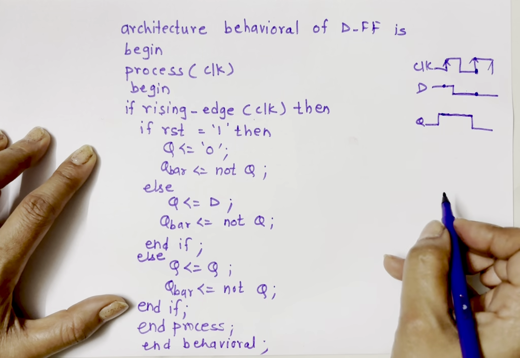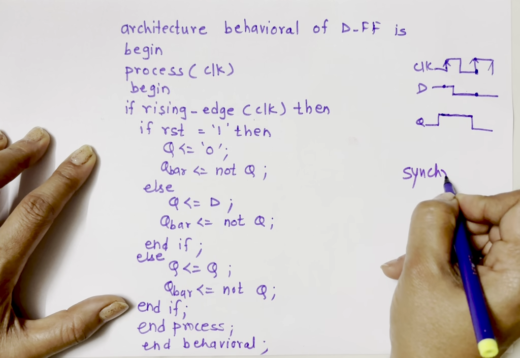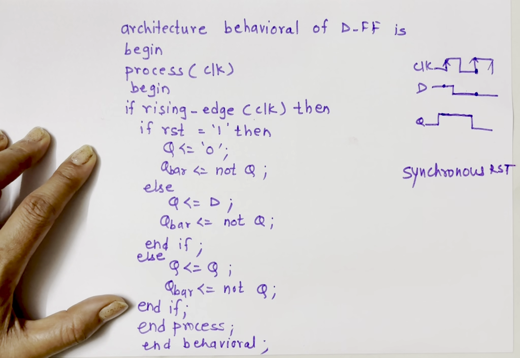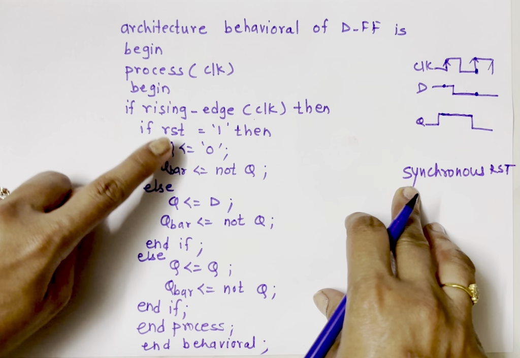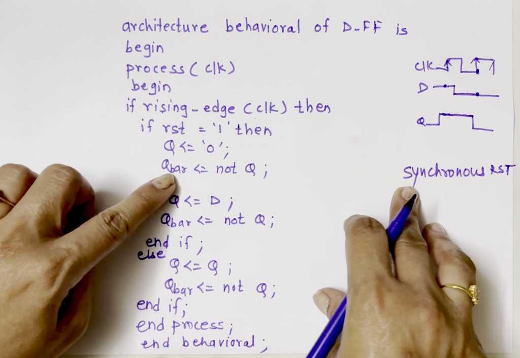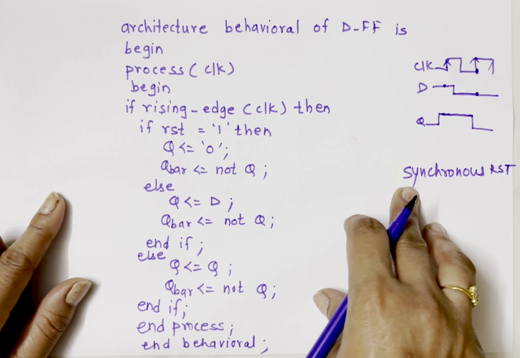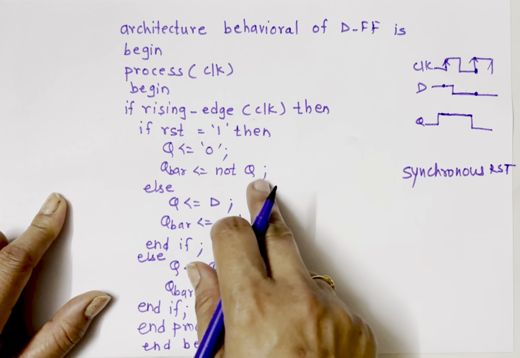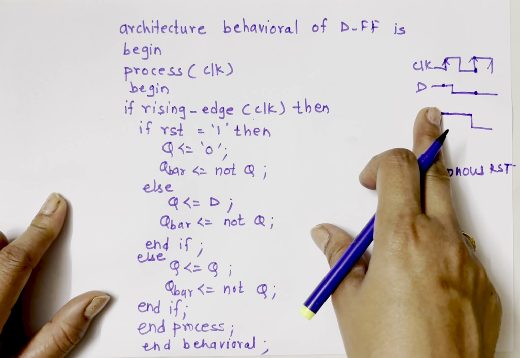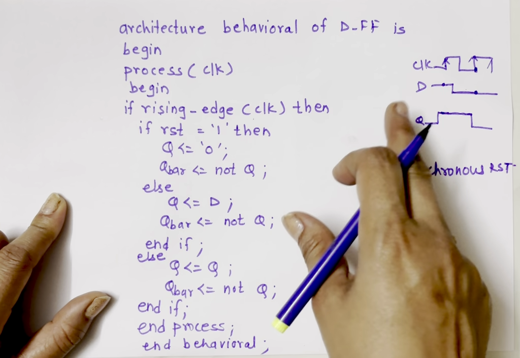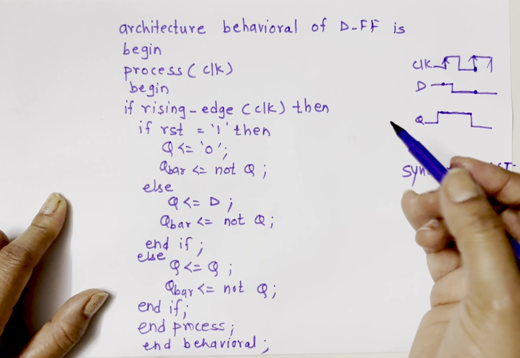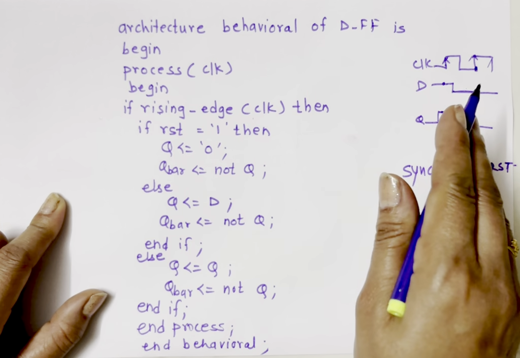So this code is for synchronous reset. So see, synchronous reset means reset is written inside this clock. And asynchronous reset is where reset is written outside the clock. It means reset is independent of clock. Here reset depends on clock. So this is all about code for D flip-flop using VHDL for asynchronous reset as well as synchronous reset. In exam, out of these two codes, you can write any one code.